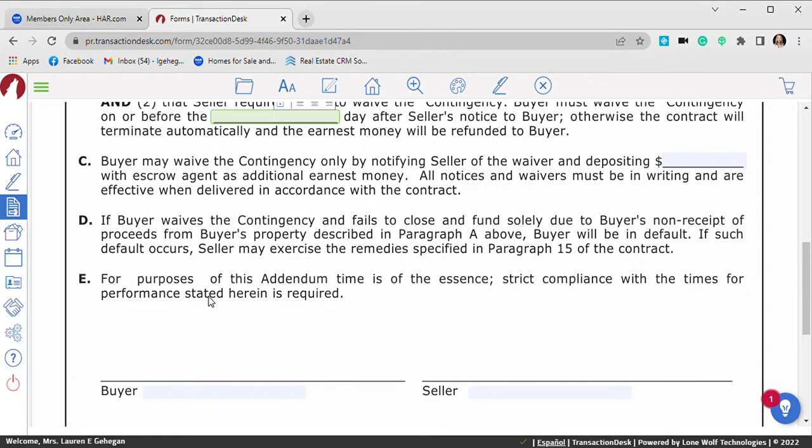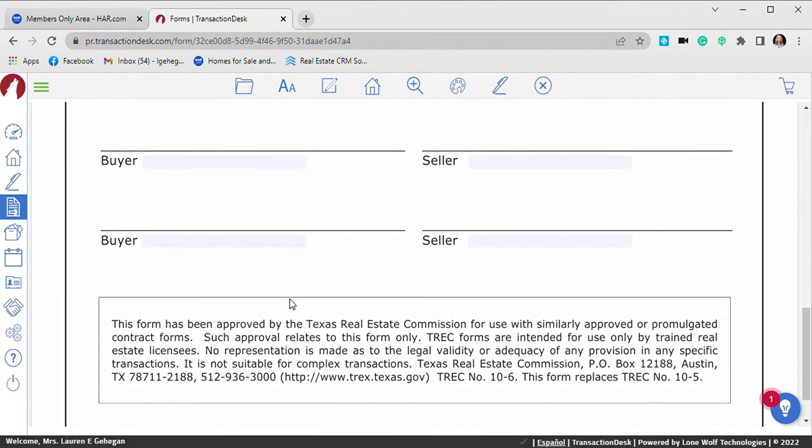Paragraph 15 is called default. That is the title of the paragraph, and it explains all about what happens in that situation. And then E, for the purposes of this addendum, time is of the essence. Strict compliance with the times for performance stated herein is required. And then down here, you will have the buyers and sellers sign.